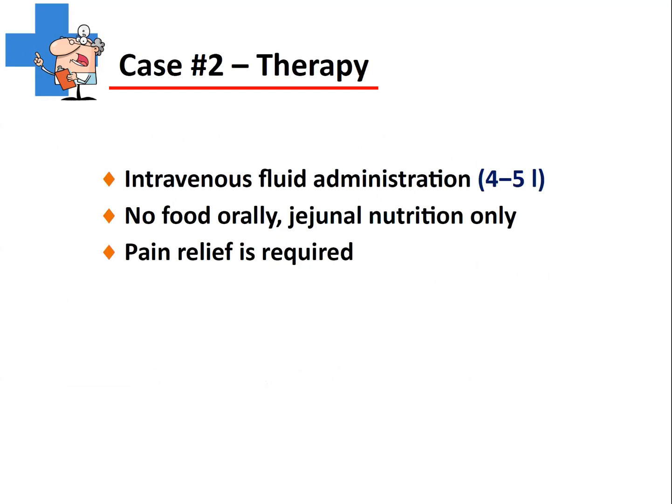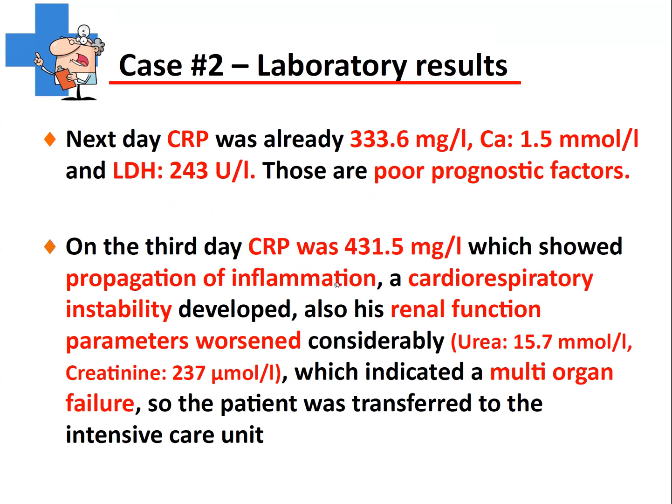Now, what they did: intravenous fluid administration to treat the hypovolemia, no food orally, jejunal nutrition only, and pain relief is required. Later on, they measured the CRP. As you remember, the CRP was about 14. And now the patient's CRP increased to 333.